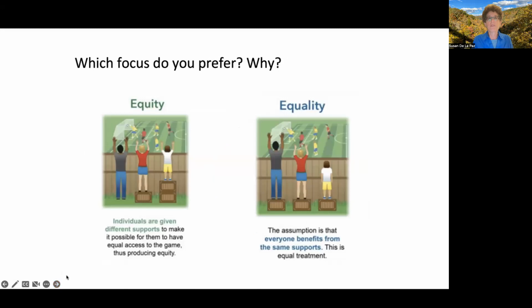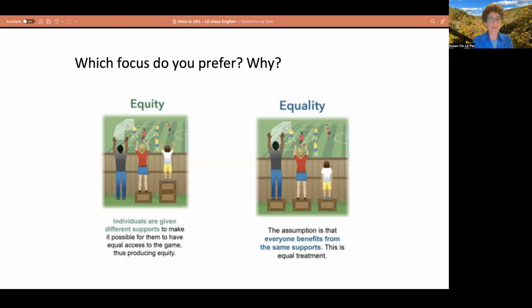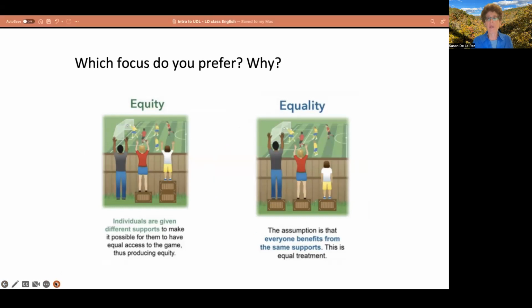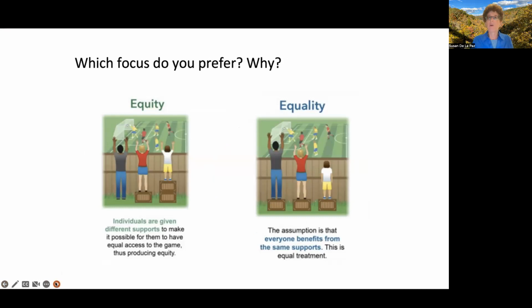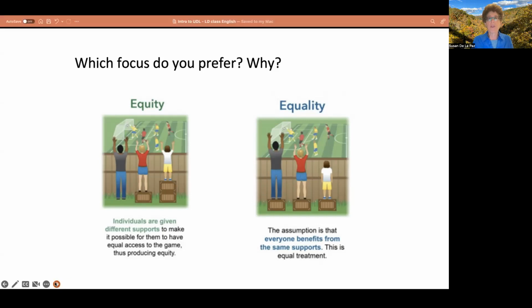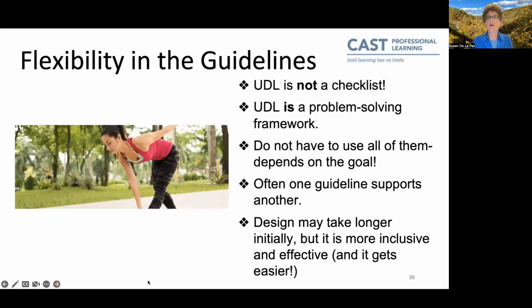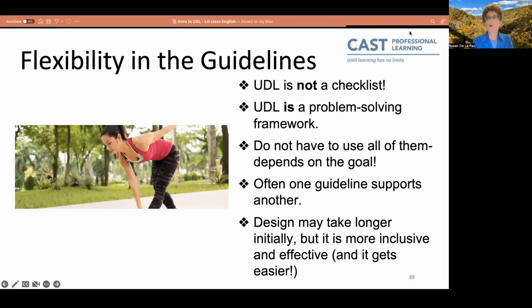So which do you prefer? Do you prefer equity, where individuals are given different supports so that it's made possible for everyone to have access to participate? Or do you prefer equality? Equality says that everyone benefits from the same supports. Now, I did that very quickly. Do you prefer everyone gets the same thing, or do you prefer that people get what they need? So equality is the same thing for everyone. Equity is you get what you need. And UDL is a way to give everyone what they need.